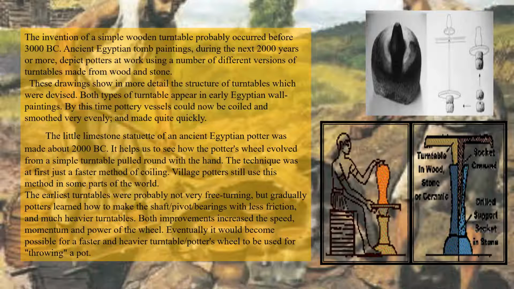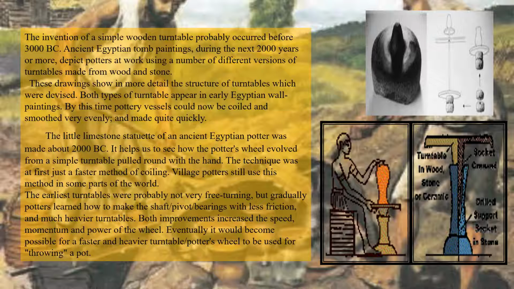By this time, potter's vessels could be coiled and smoothed very evenly and made quite quickly. The little limestone statue of an ancient Egyptian potter was made about 2000 BC. It helps us to see how the potter's wheel evolved from a simple turntable pulled around with the hand. The technique was at first just a faster method of coiling. Village potters still use this method in some parts of the world.